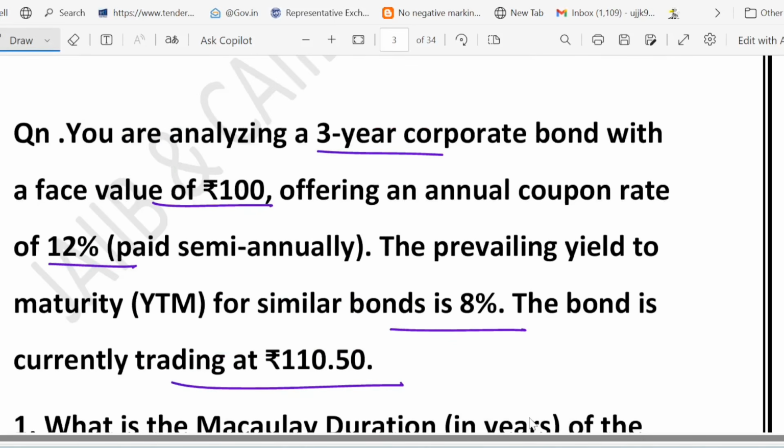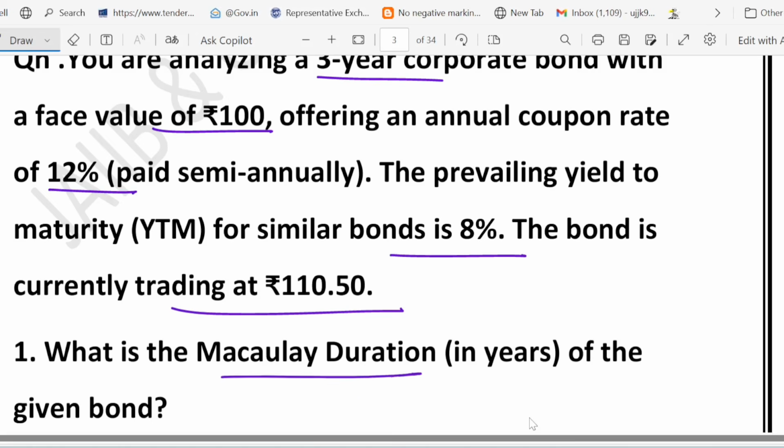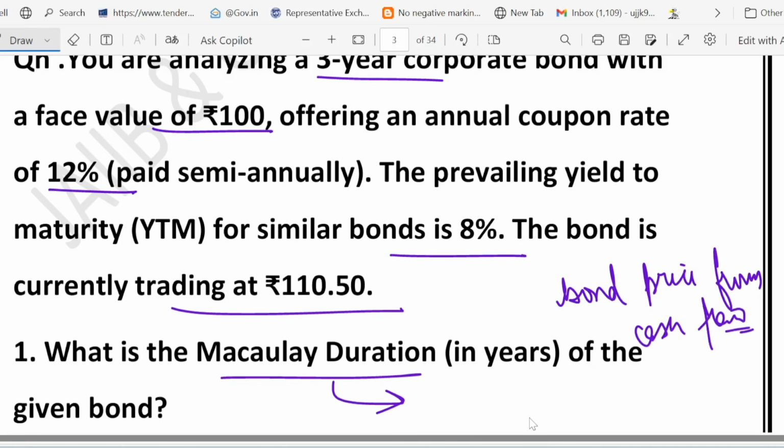So in simple terms, when we talk about Macaulay duration, it simply means the average time it takes to recover the bond price from its cash flow. I'm again repeating, the average time it takes to recover the bond price from its cash flow. So that is called Macaulay duration. It considers both the timing and the size of each payment.